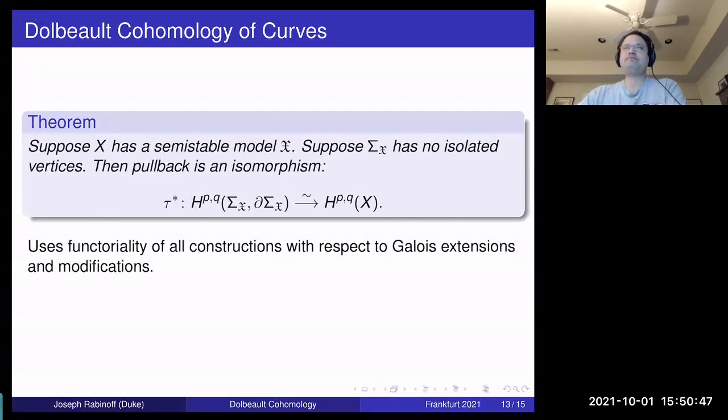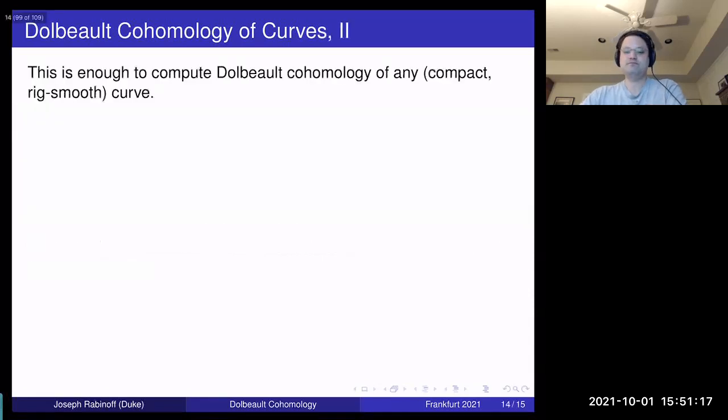In order to prove this, you have to use functoriality of all of the constructions with respect to Galois extensions and modifications. So essentially, first you pass to a Galois extension so that you can use the previous theorem, and you might have to make some modification to your skeleton. So you have to prove that everything behaves well with respect to all these constructions, and a lot of the technical details hide in there. Anyway, once you have this, that's actually enough to compute the Dolbeault cohomology of any compact rig-smooth curve.